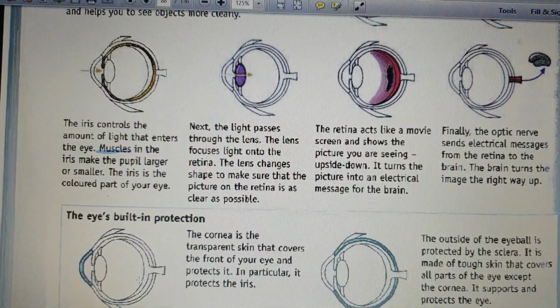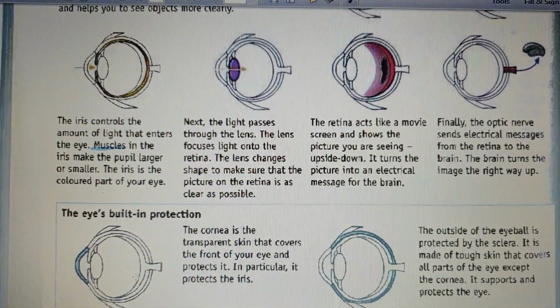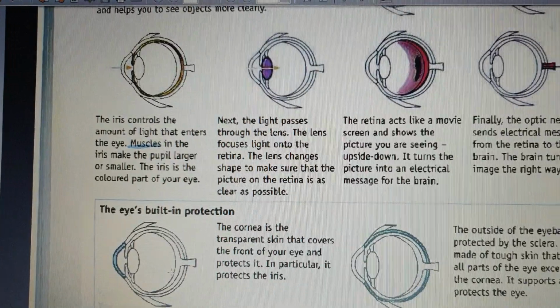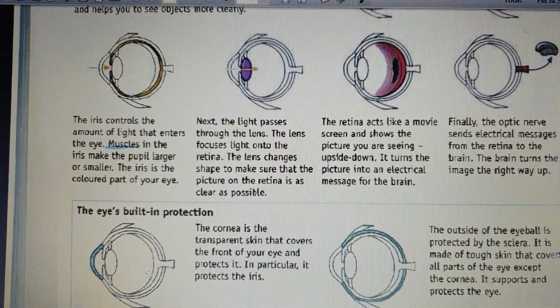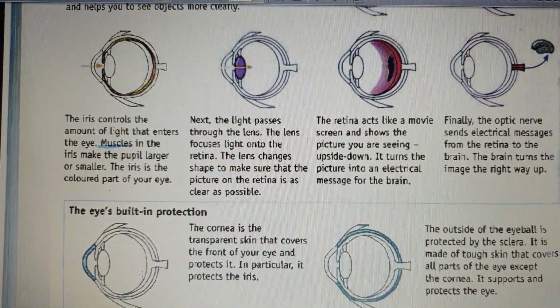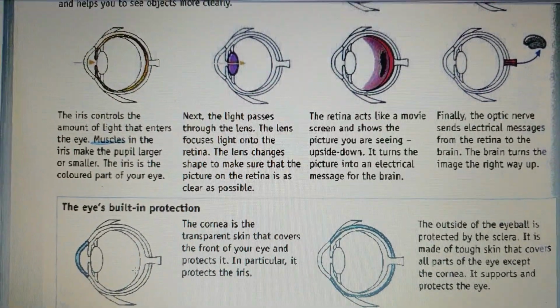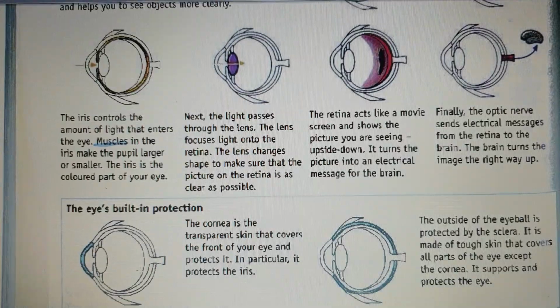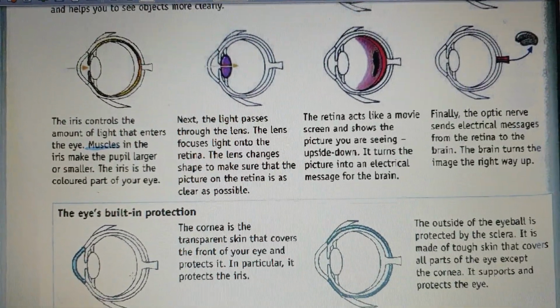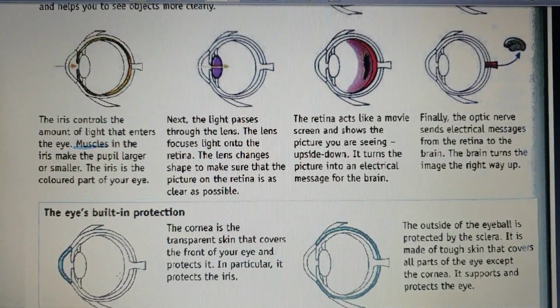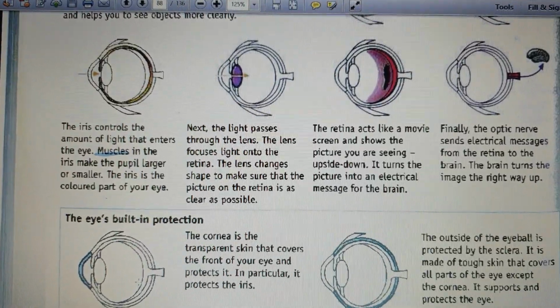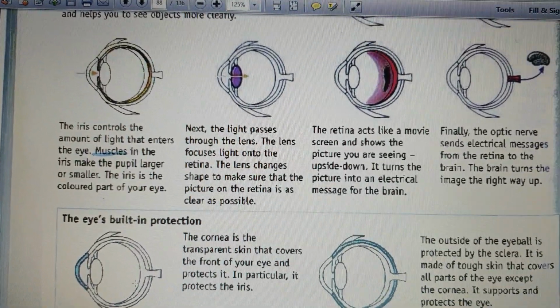The iris controls the pupil. The muscle of the iris controls the pupils. It makes it bigger or smaller. This is its important function. And it is the colored part. Those whose eyes are green, this is not the pupil. It is the iris, the colored part, blue, green, gray.